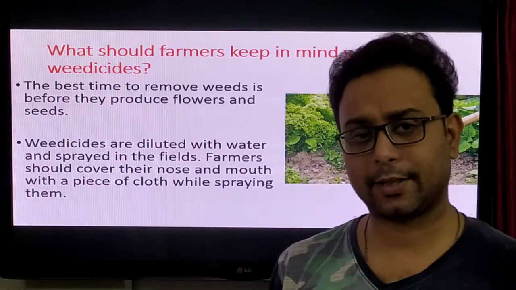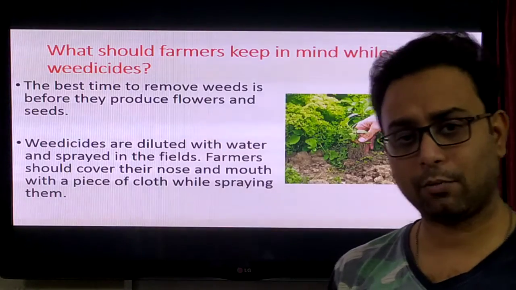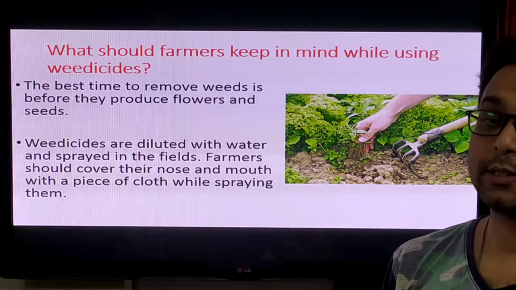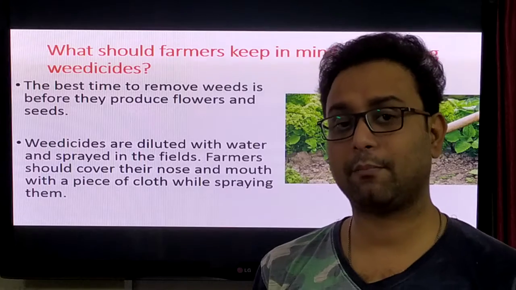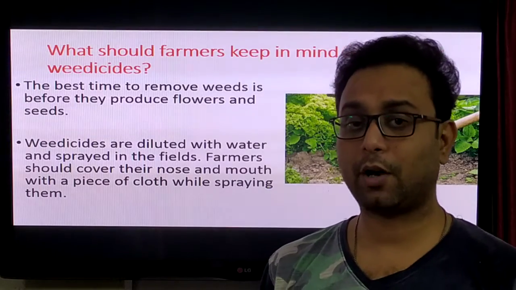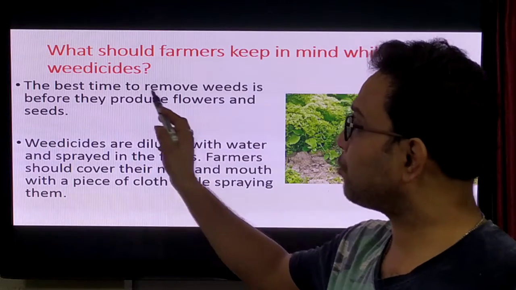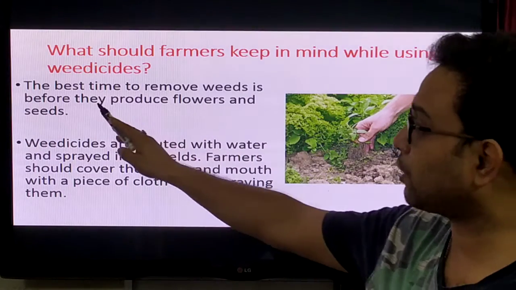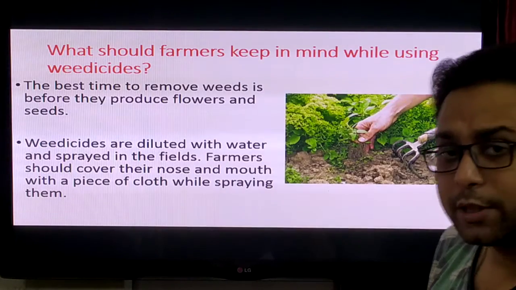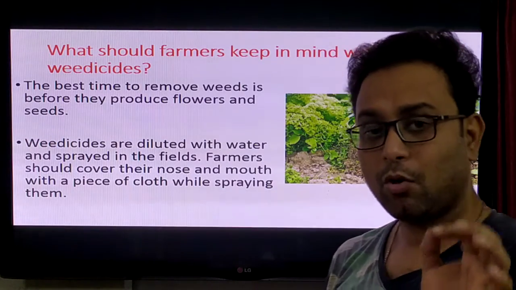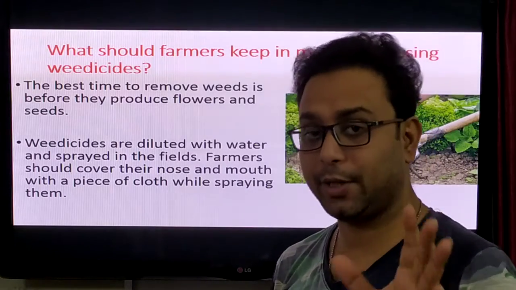Farmers generally use chemical substances for removing weeds, but some important points must be kept in mind for the use of weedicides. Number one, the best time to remove the weeds is before they produce flowers and seeds. That is the most important time when weedicides may be used.